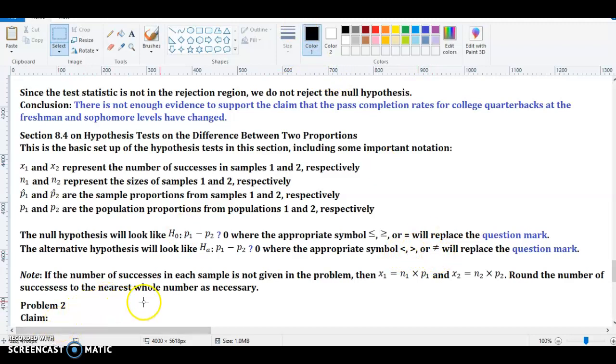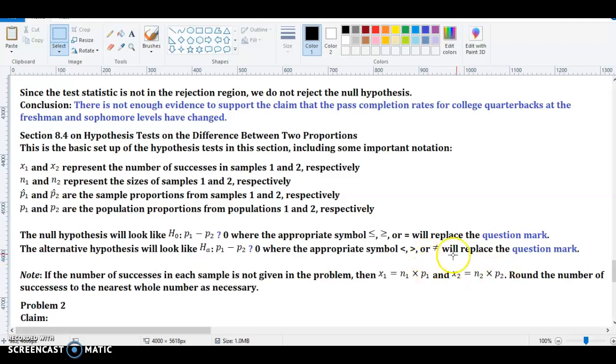Okay, so if the number of successes in each sample is not given in the problem, then you're going to use the following formulas to calculate the number of successes. Essentially, if you want to find the number of successes in sample 1, you take the sample size for sample 1, and then multiply by the sample proportion. So this should be the sample proportion, not the population proportion. Likewise, to calculate the number of successes in sample 2, you take the sample size of sample 2 and multiply by the sample proportion in sample 2.